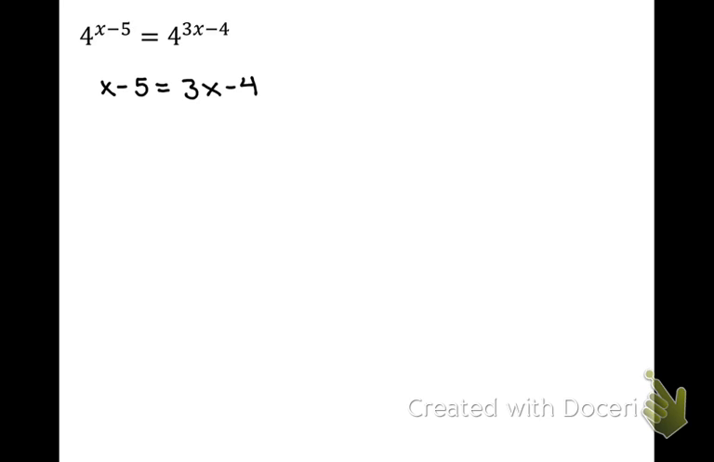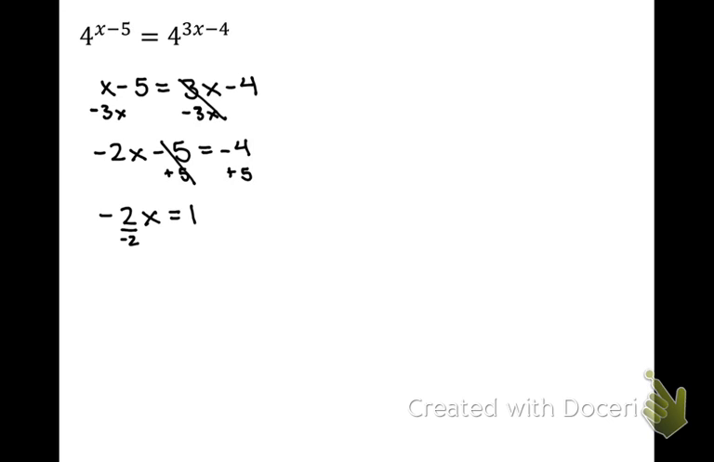So let's get our x's over to the left. We're going to subtract that 3x. We get negative 2x minus 5 equals negative 4. Let's bring that 5 over to the right by adding it. We get negative 2x equals 1. And that last step is to divide by negative 2. And we are left with x equals negative 1/2. There we go. Not so bad, right?